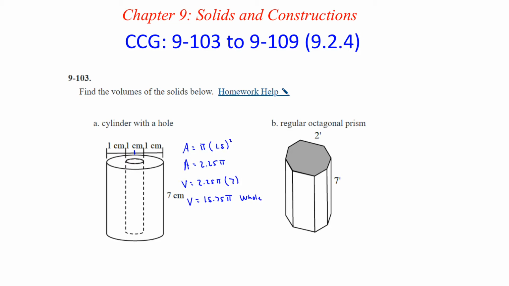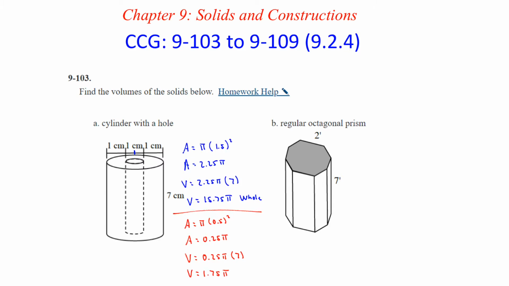And so now we're going to look for the volume of the hole that's in the cylinder. So this one has an area equal to pi times the radius of the hole, which is 0.5, so 0.5 squared. So the area will be equal to 0.25 times pi, and then therefore we can find the volume by taking 0.25 pi times the height, which is still 7. So that'll be 1.75 pi.